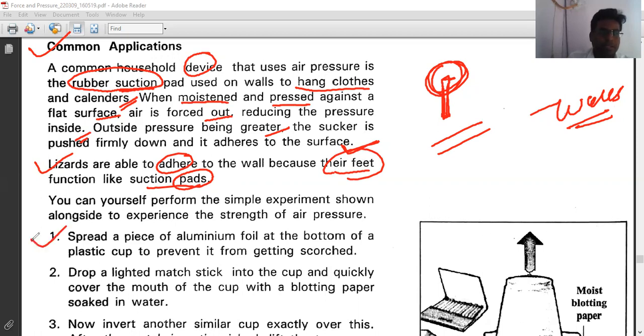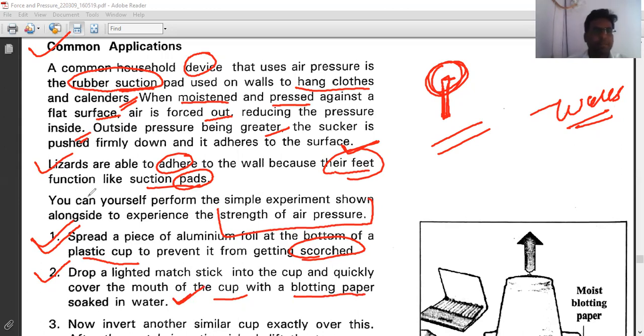So now look at the strength of air pressure. Spread a piece of aluminum foil at the bottom of a plastic cup to prevent it from getting scorched. This is the strength we can provide to the air by using air pressure application. Now drop a lit matchstick into the cup and quickly cover the mouth of the cup with the floating paper soaked in water.